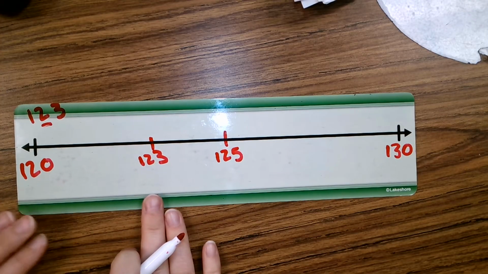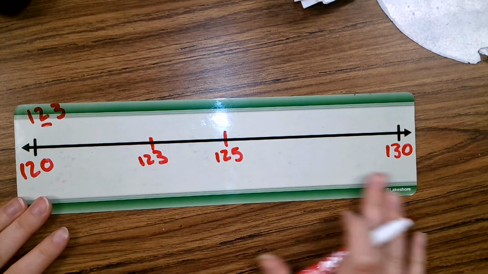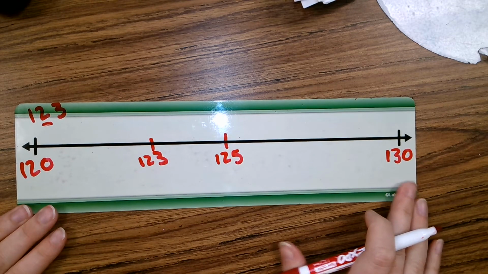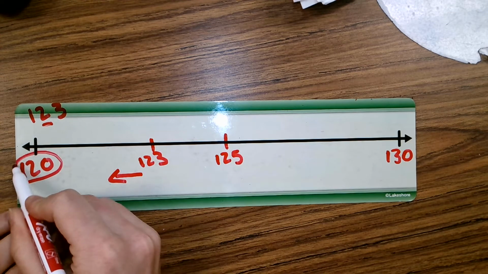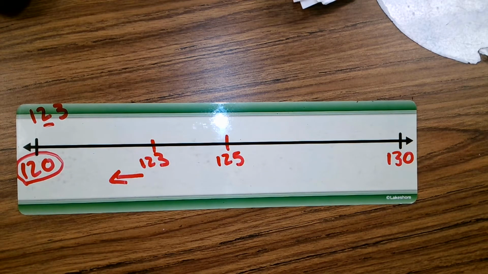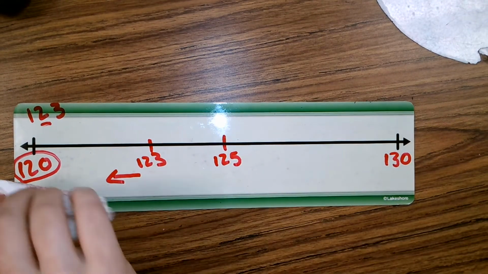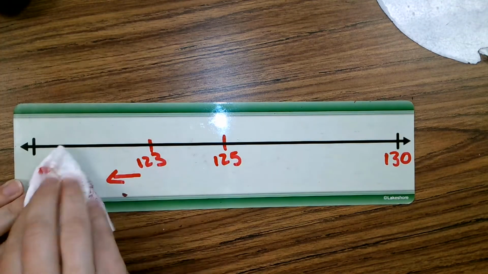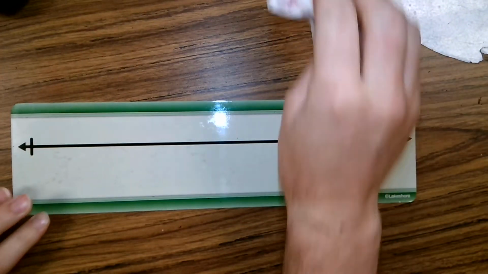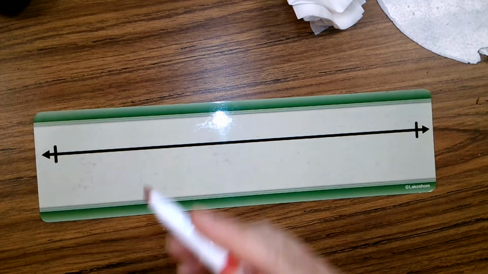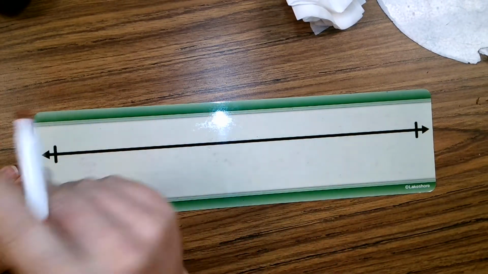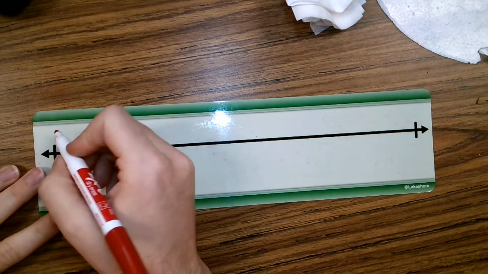Now 123, is it closer to 120 or 130? It's on this half, it's closer to 120. So 123 rounded to the nearest 10 is 120. Again, if this isn't making sense, just go ahead and pause the video, rewind, and watch it again. If it's still not making any sense, just go ahead and send us a message and we will help you through it. Okay? Our next number is 259.